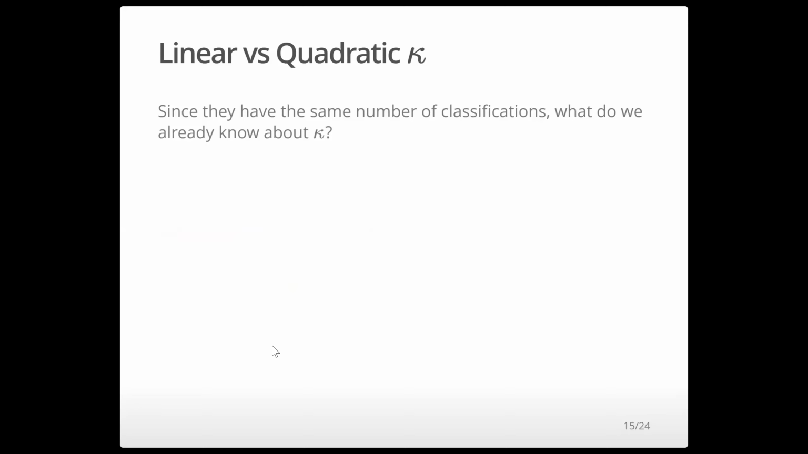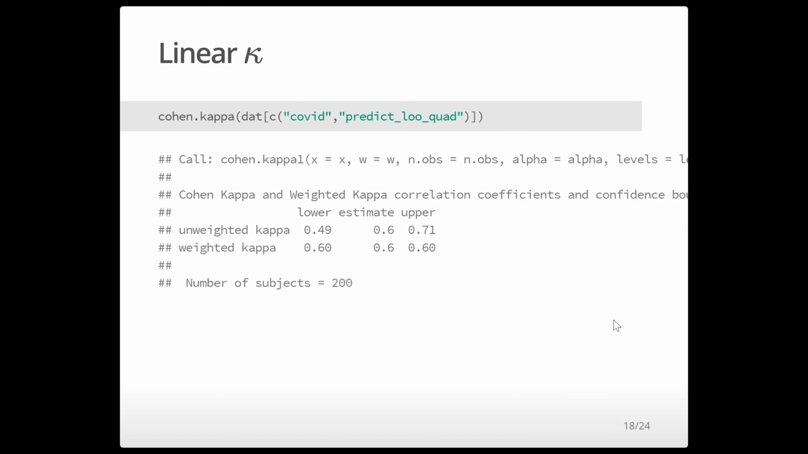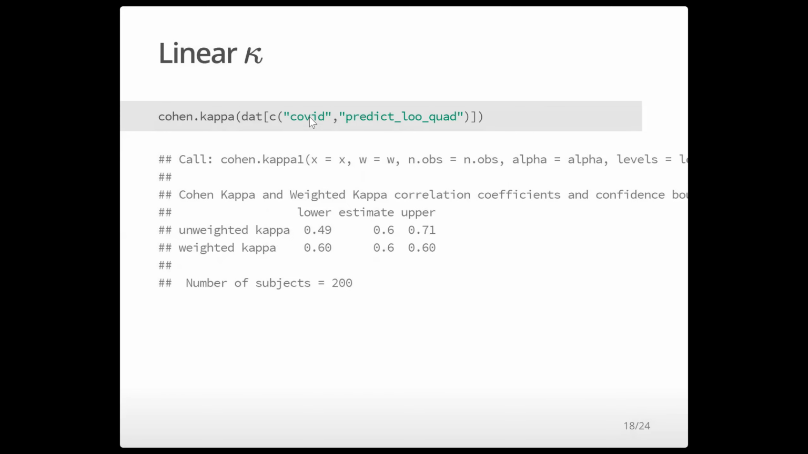So since they have the same number of correct classifications, what does that mean about kappa? Kappa is going to be the same in both cases because kappa is just looking at the number of correct classifications. We can just double check to verify. So here is the kappa for linear discriminant analysis, and here's for quadratic, and that should say quadratic at the top, not linear. I will fix that as well.